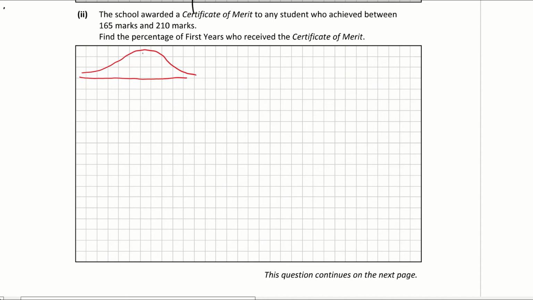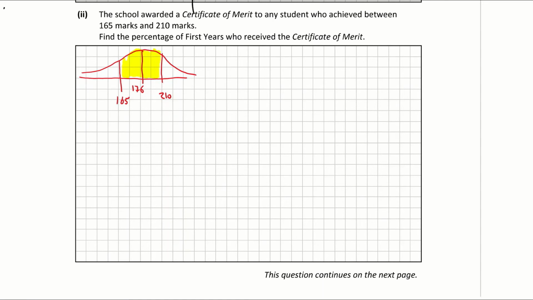So once again, there's a sketch. We have our mean of 176. We have 165, which is below it, so that'll give us a negative when we use our z-scores, and we have 210. And we're basically looking for this region between the two percentages. So I'm looking for what's the value of that in percentage.